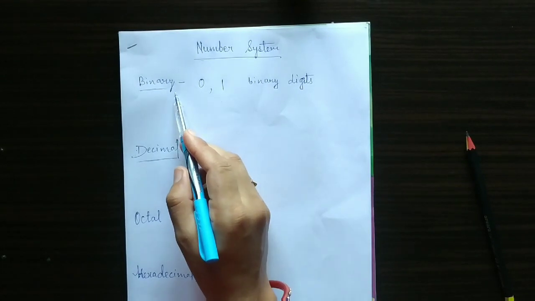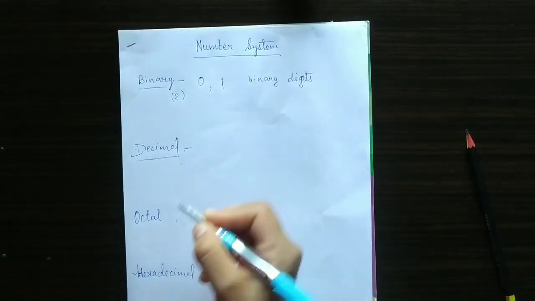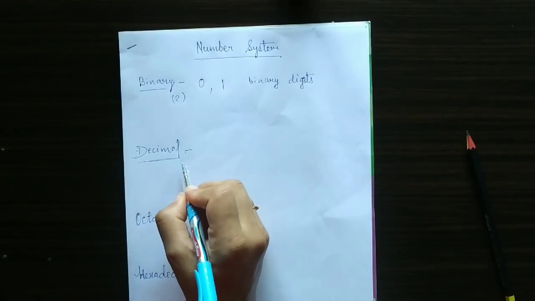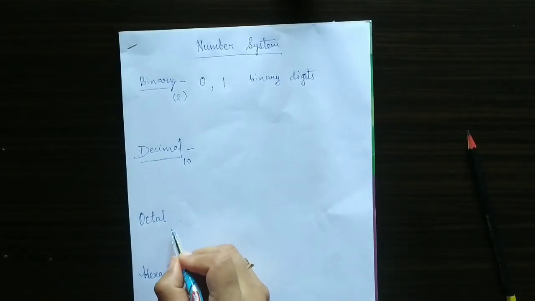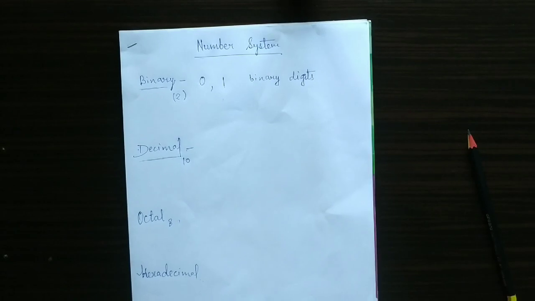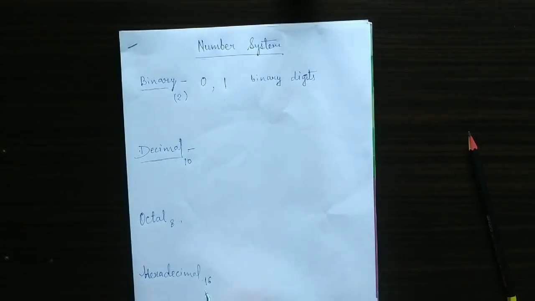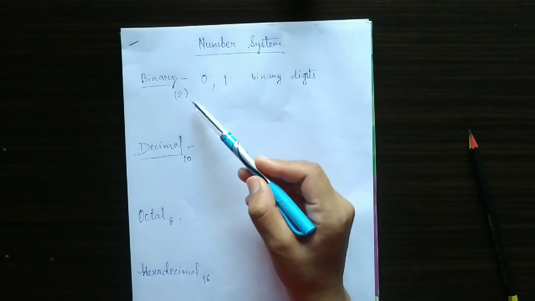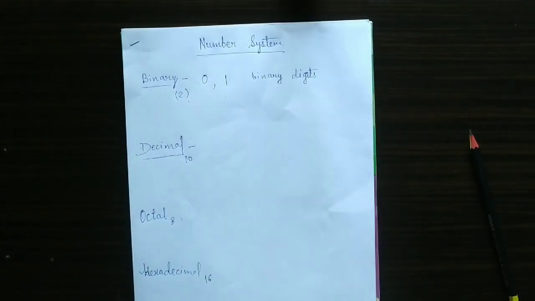Binary number system has base 2. Decimal number system has base 10. Octal number system has base 8 and hexadecimal number system has base 16. The base of a number system decides how many symbols or how many digits the number system contains.